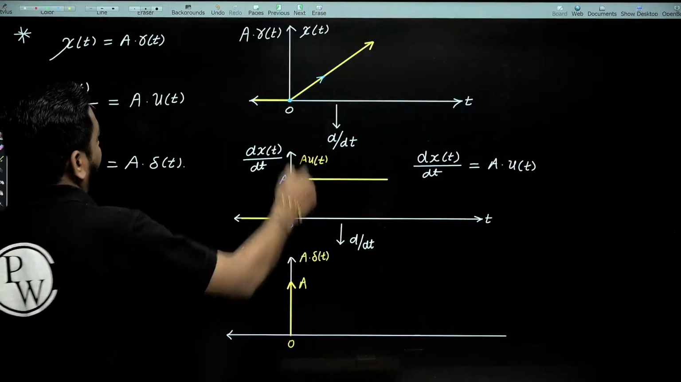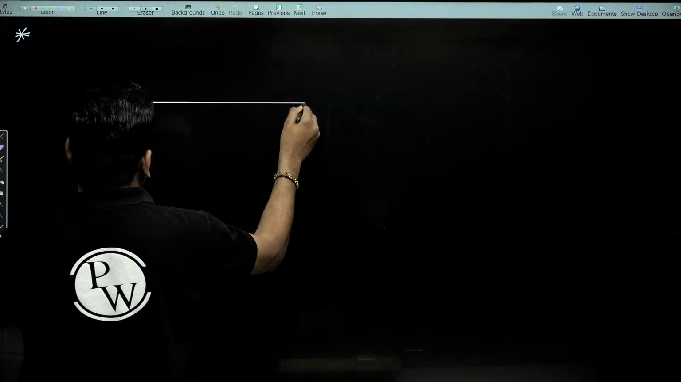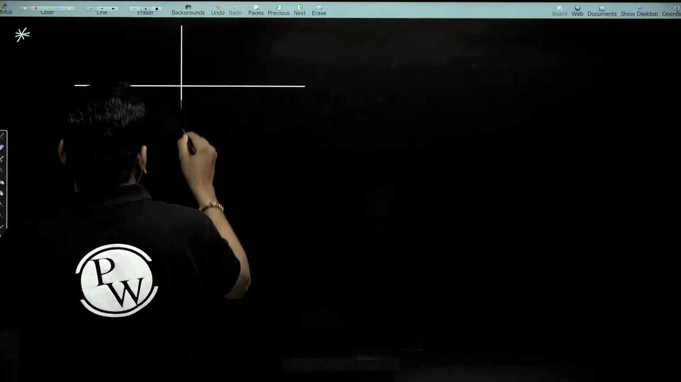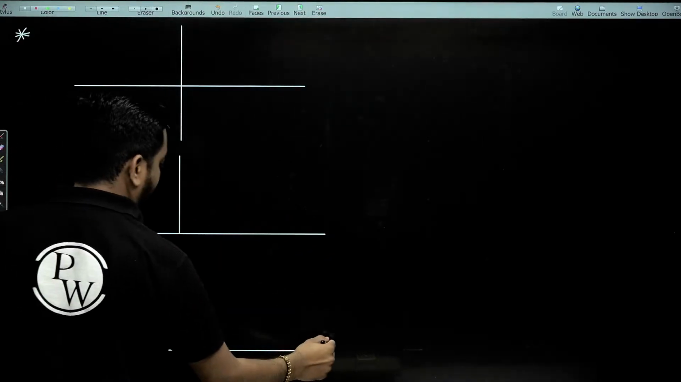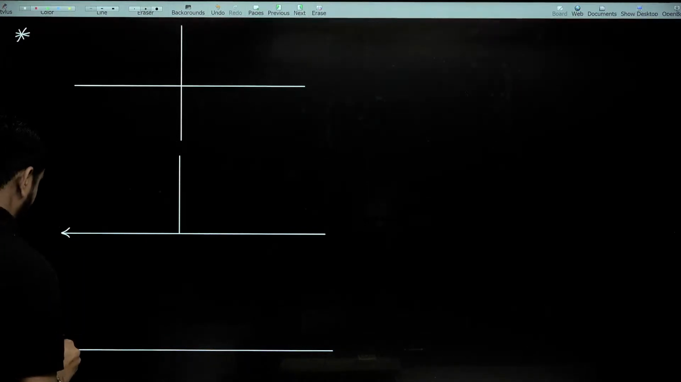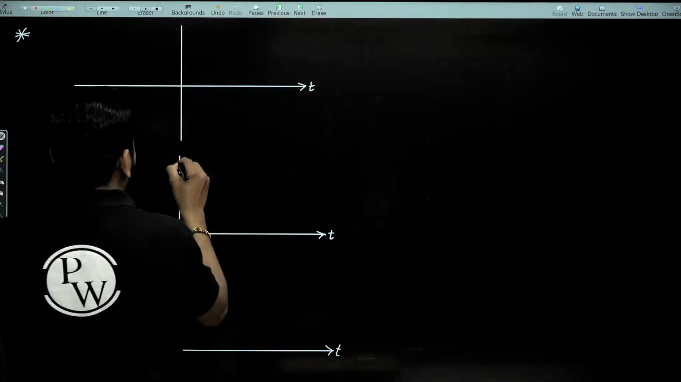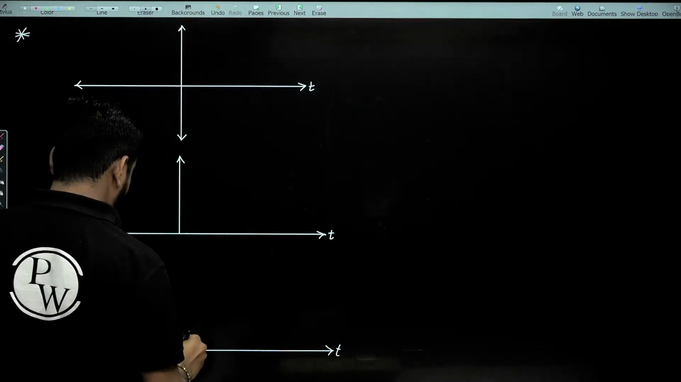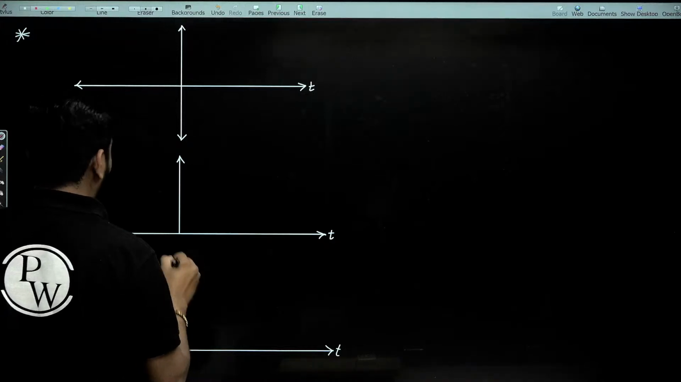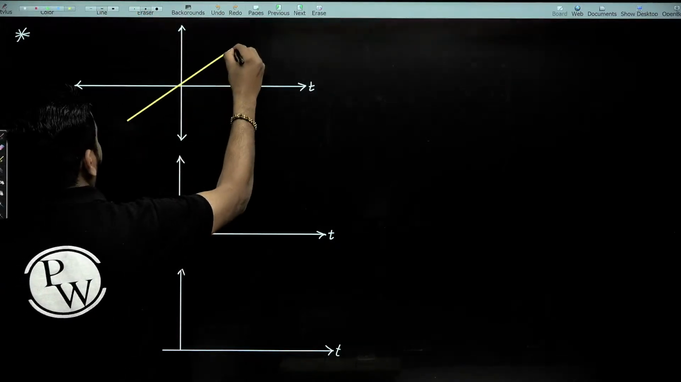Fine. Now see how we got t into u of t, guys. One more observation, t into u of t. You can see, guys, t multiplied with u of t. So this is the function t for all t, and we are multiplying it with u of t. What will be the resultant signal?